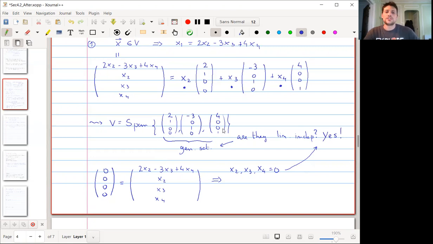And so we found a generating set which is linearly independent. In other words, these 3 are a basis of V. And as a conclusion, since V has a basis containing 3 vectors, the dimension of V is exactly 3.